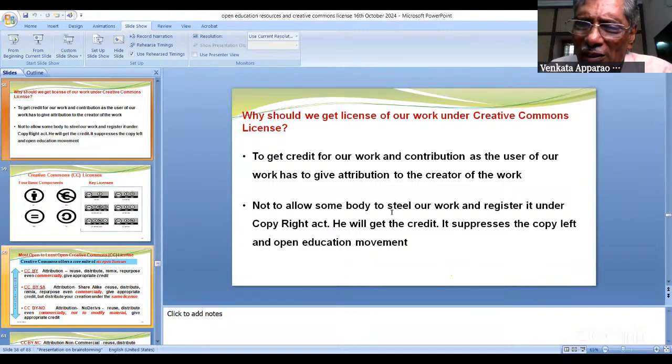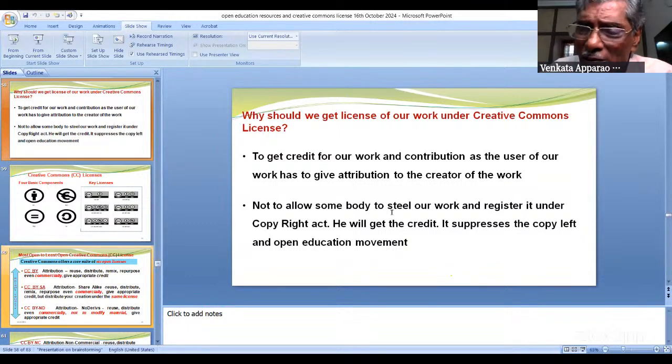You can't do anything. But if you register under Creative Commons licensing, there is evidence for you that it is already licensed. If somebody has stolen from it, you can sue him. So they cannot steal it. Once you have registered under a Creative Commons license, nobody can steal your work.